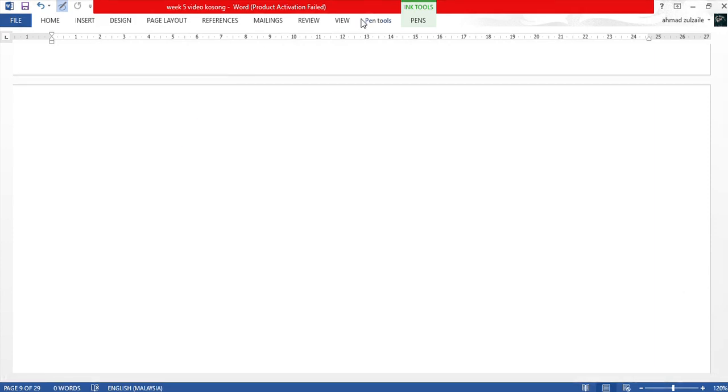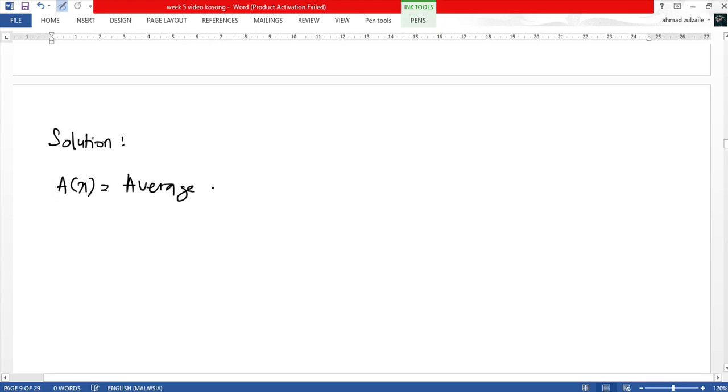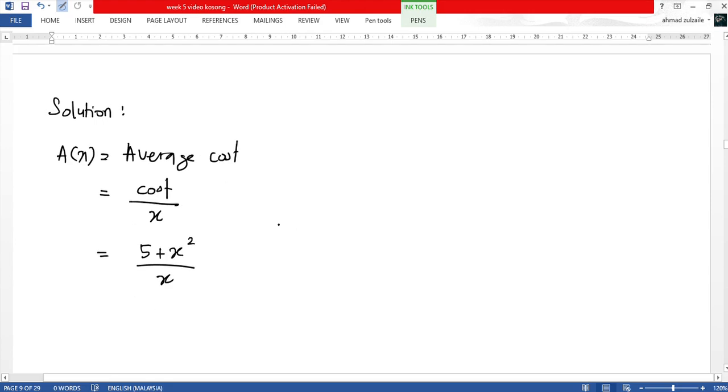The solution. So we know Ax, which is the average cost, equal to cost divided by your quantity of your goods. Alright, so divide, therefore you will have 5 plus x squared over x. Simplify further.